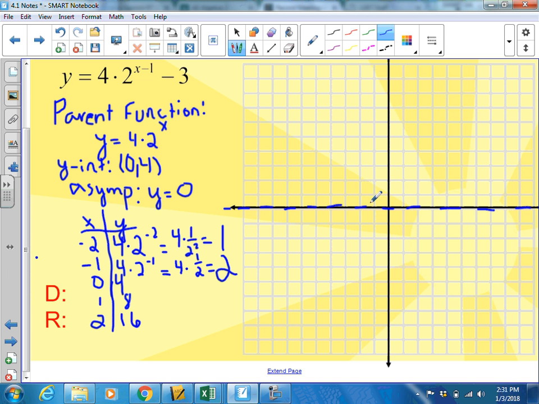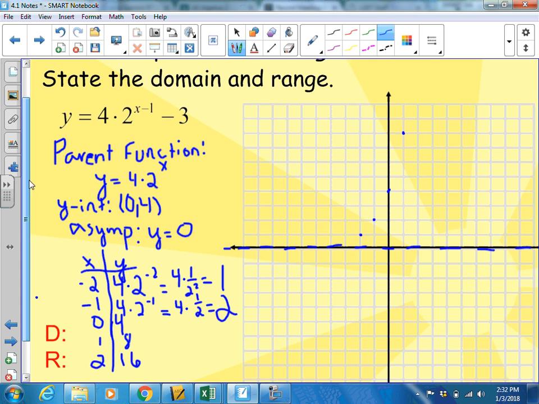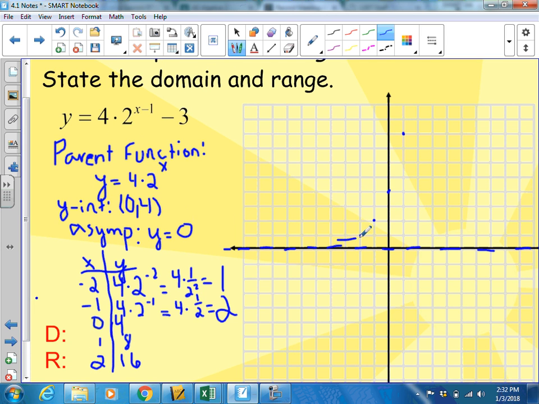So we do -2, 1. Then we do -1, 2. We have 0, 4. And then we have 1 and 8. I'm not going to graph 2, 16 because it does go off the graph. Now remember, our graph, the exponential, should have a curve to it. And remember that this function does not cross, nor does it touch our asymptote, which is at 0.